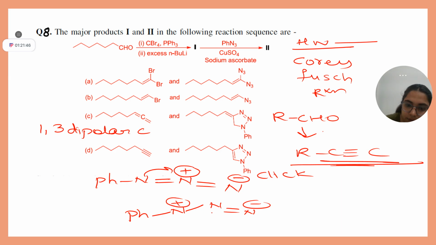Yes, ma'am. Then only it is a 1,3 dipole. Now you have to decide between this. You have this alkyne, right? The carbocation will be at the inside carbon and forms a cyclo product.